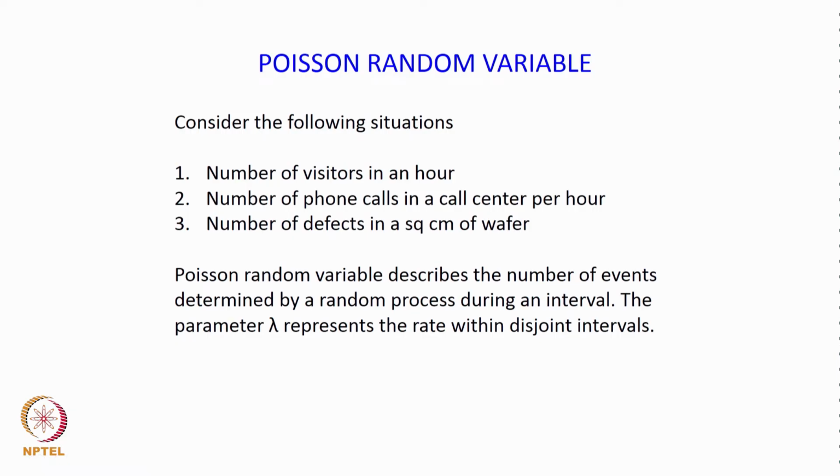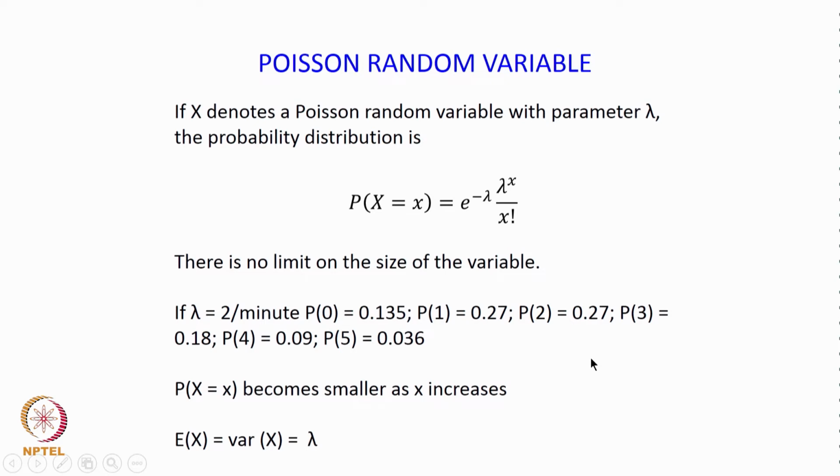So, we look again at some situations: the number of visitors in an hour, the number of phone calls in a call center per hour, the number of defects in a square centimeter of wafer, and so on. A Poisson random variable describes the number of events determined by a random process during an interval. It is very important: during an interval. The parameter lambda, the Greek letter lambda, represents the rate within the disjoint intervals.